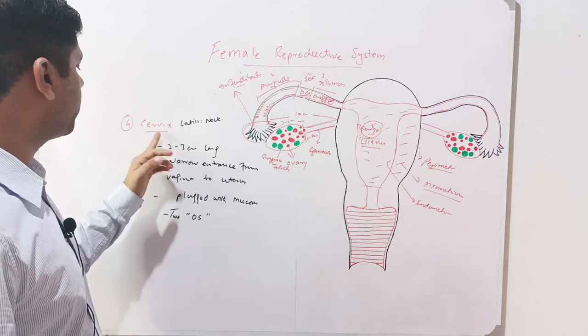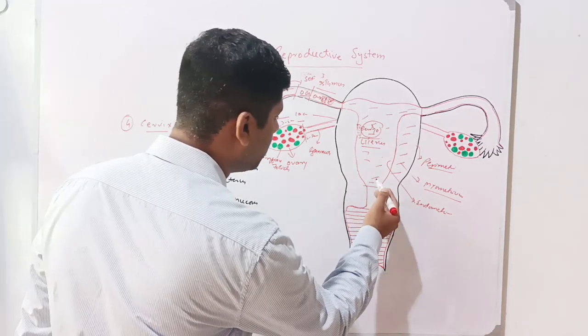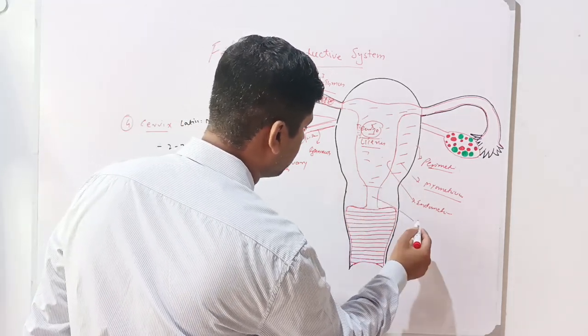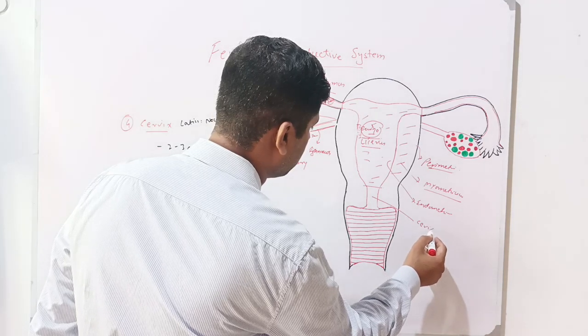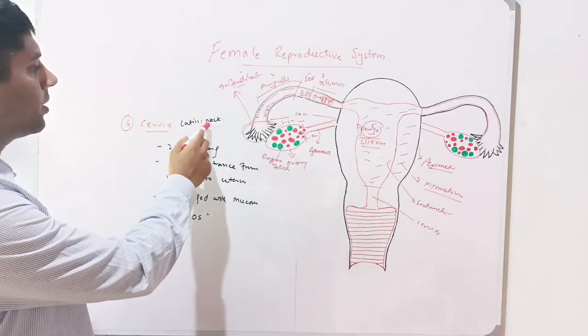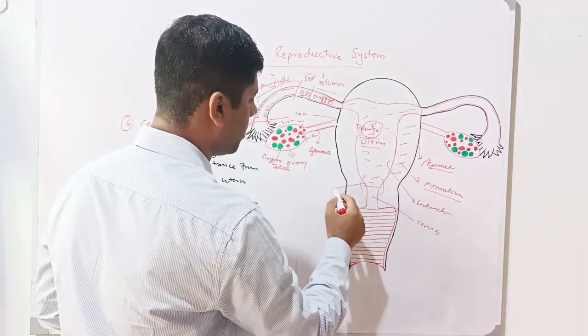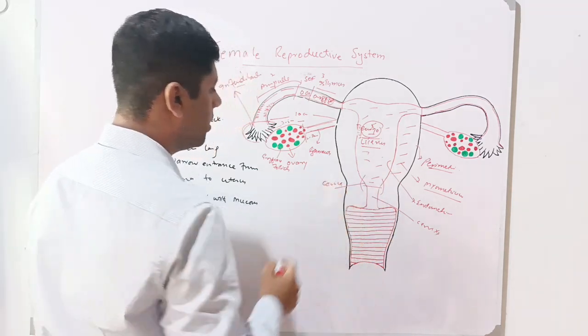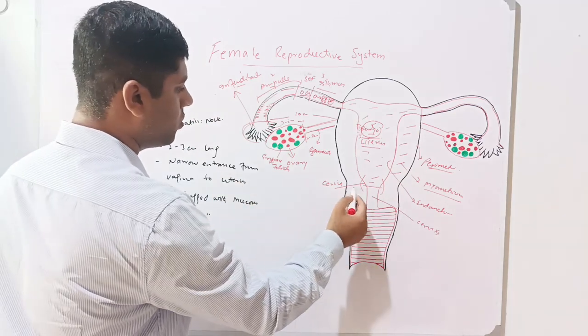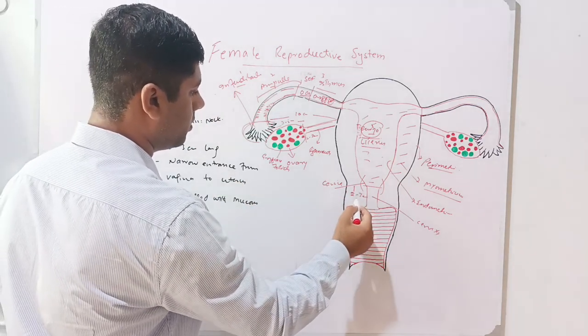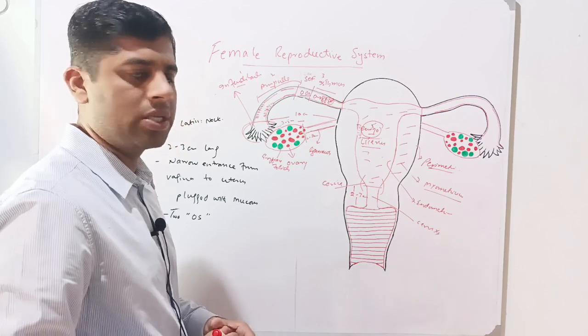The fourth component is the cervix. The cervix lies between the uterus and vagina. This is the cervix. Cervix is a Latin word. Cervix means neck, as it is the neck of the uterus. So this is called the cervix. It is 2 to 3 centimeters long. The length of the cervix is 2 to 3 centimeters.